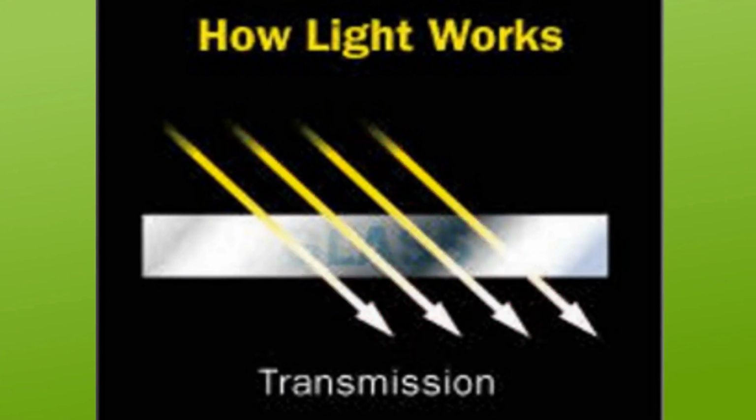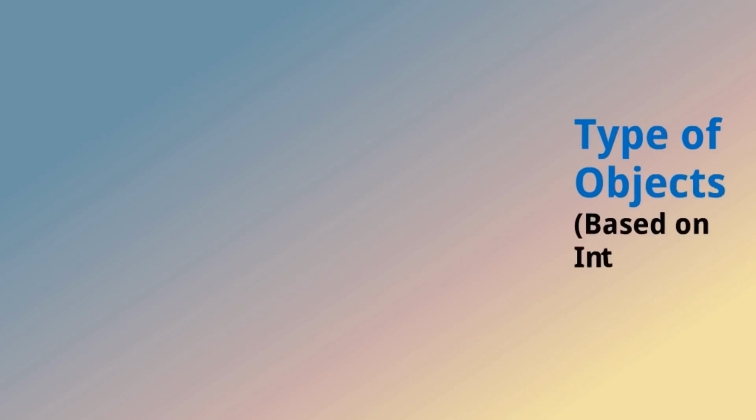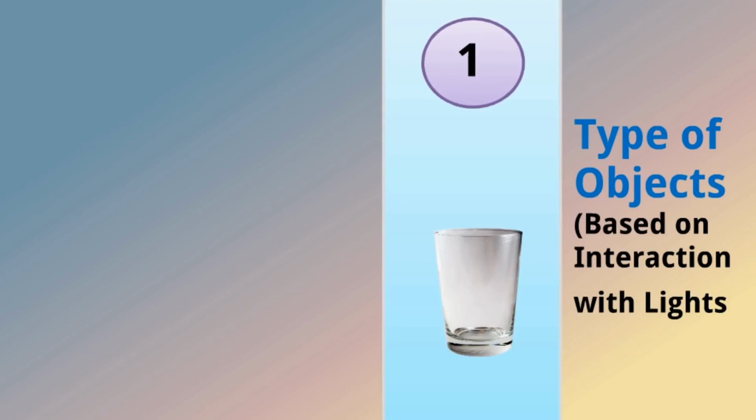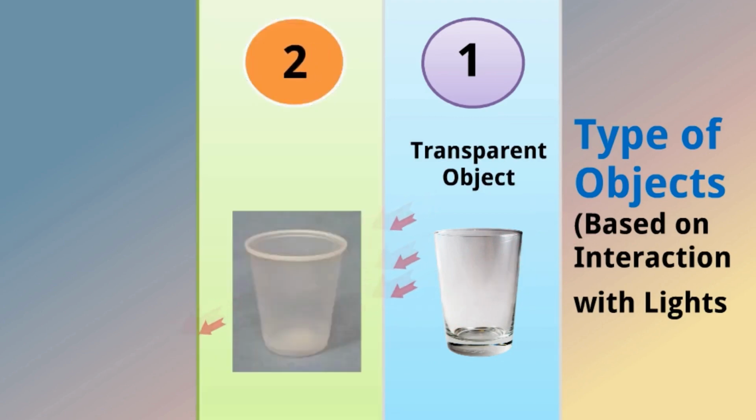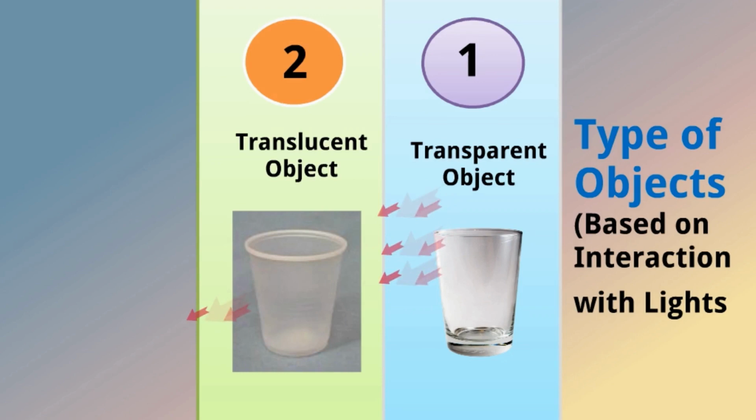It is transmission. Types of objects based on interaction with light. Number one, this is a glass and light is passing through the glass. When the light passes through the object, transmission happens and it is known as a transparent object. And second one, this is the plastic. This is an object where all light will not pass through. Some light will be absorbed and some will be reflected. So absorption and reflection happen here. So this is known as a translucent object.